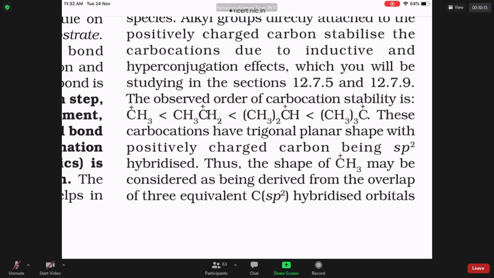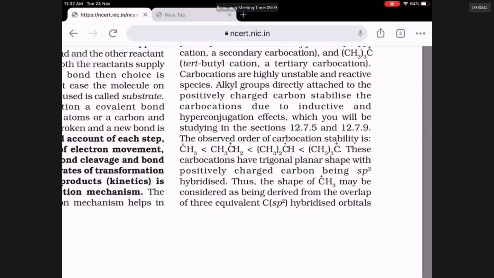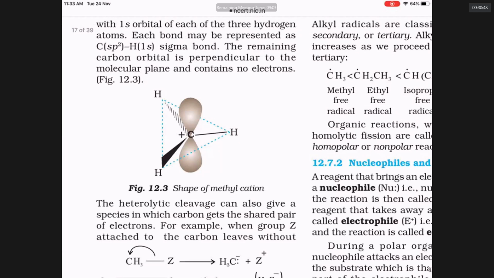Notice in a carbocation, carbon is sp2 hybridized. It has a trigonal planar shape, and the HCH bond angle is 120 degrees. In a carbocation, the 3 hydrogens are bonded like the plane of a triangle. Above and below there is a pure p orbital which is empty. The carbon has 6 electrons, so it is unhappy. It is begging: please give me 2 electrons.